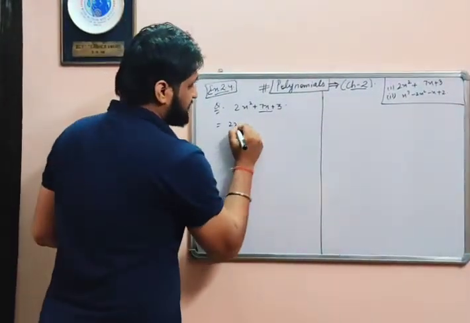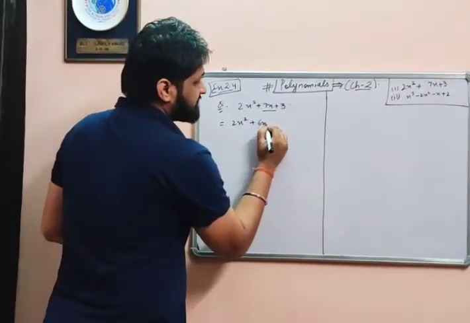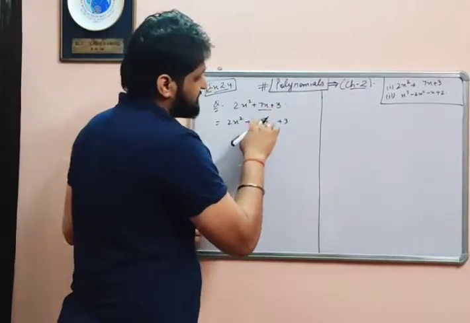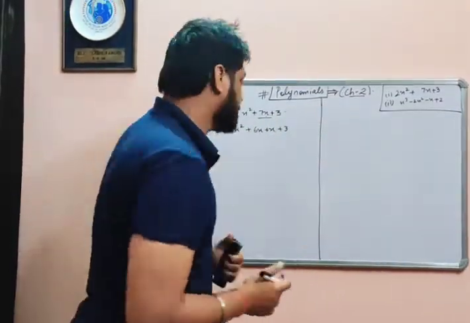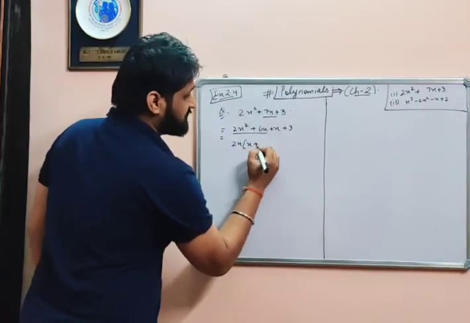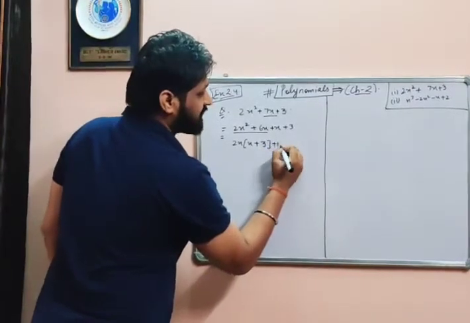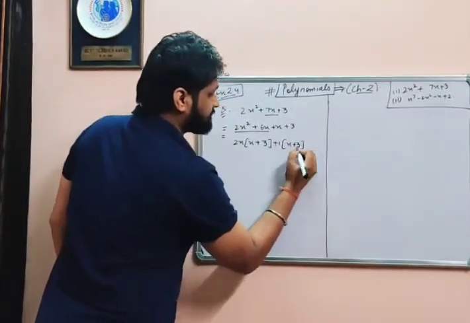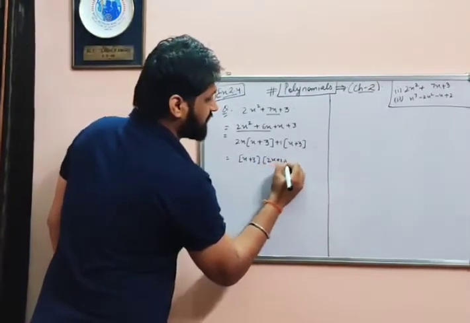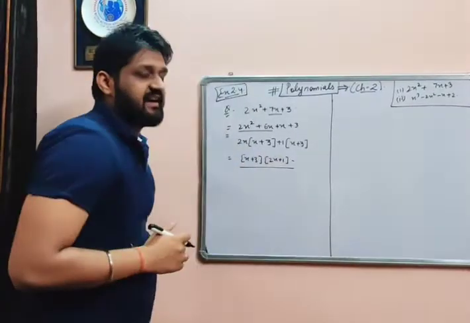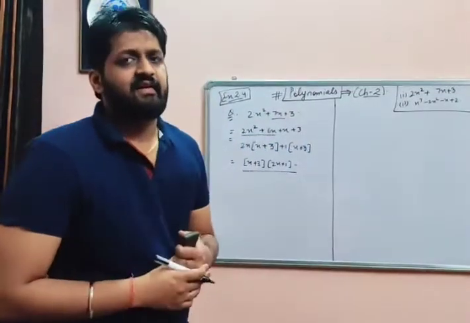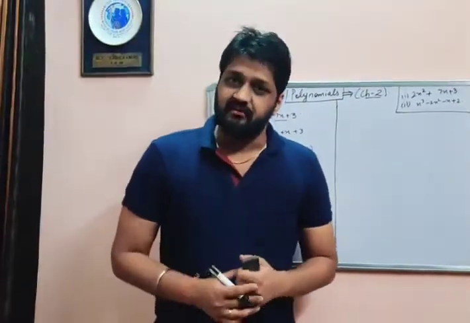So we will split it like 2x square plus 6x plus x plus 3. Now 6x plus x makes 7x, and 6x multiplied by x gives 6x square. Now what is common in these two terms? We have 2x common, so what is left? x plus 3. And here plus 1 is common, x plus 3. So here x plus 3 is common, and then 2x plus 1. So x plus 3 and 2x plus 1 are the factors of the given quadratic equation. So we can easily find the factors of the quadratic equation by splitting the middle term.